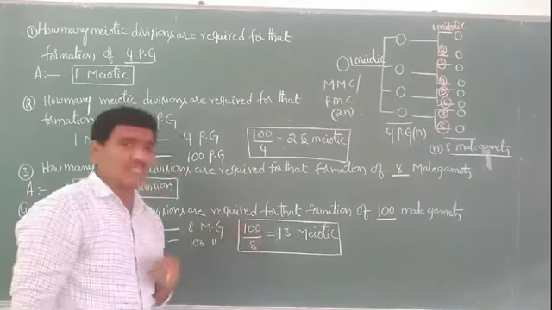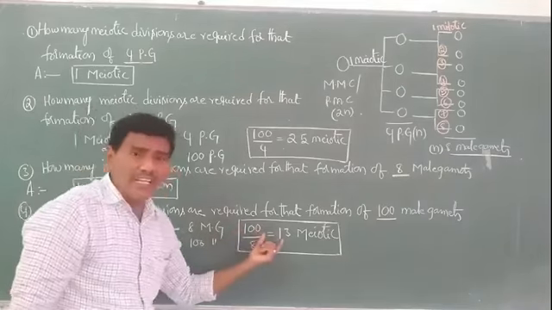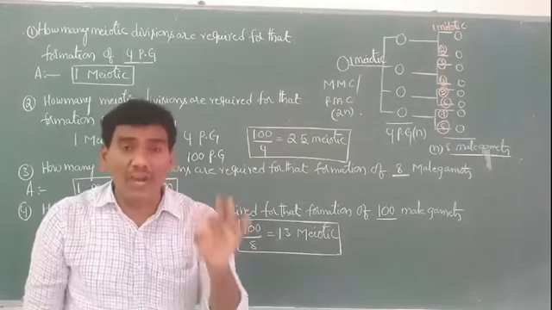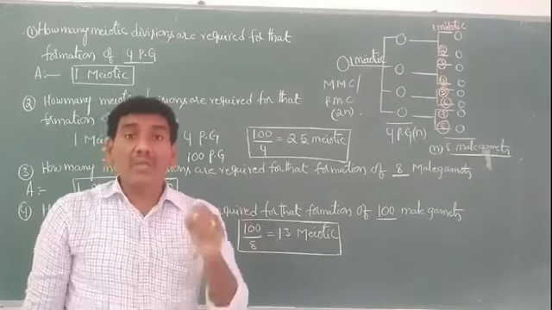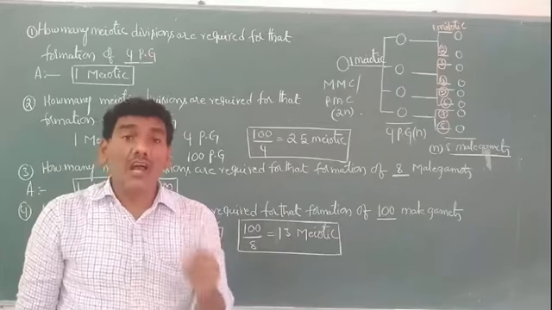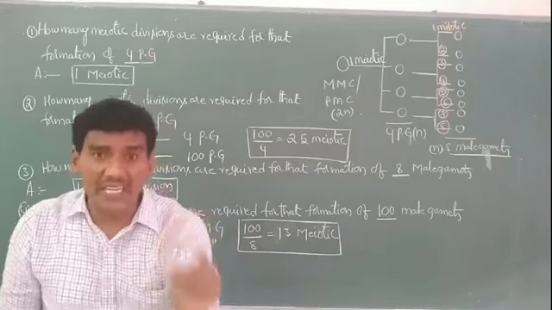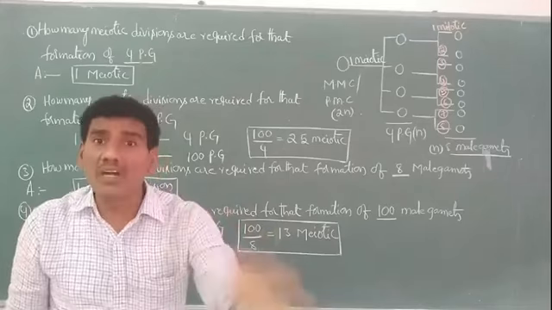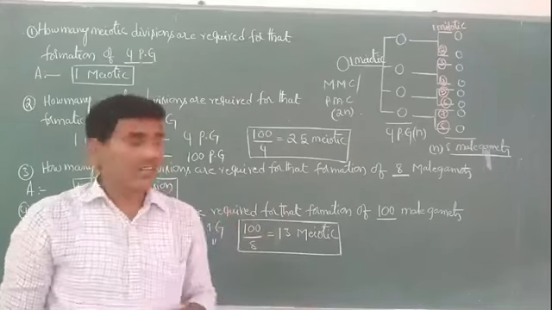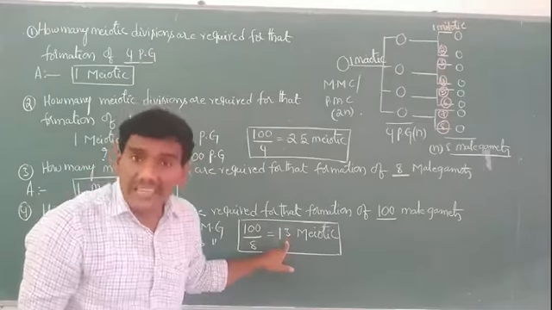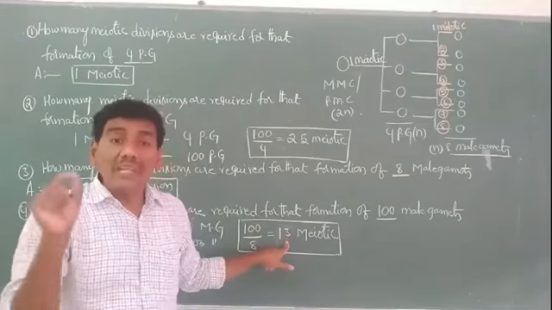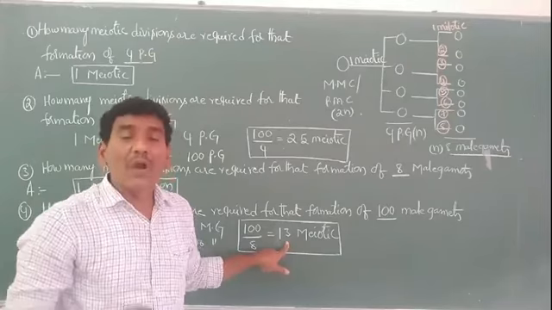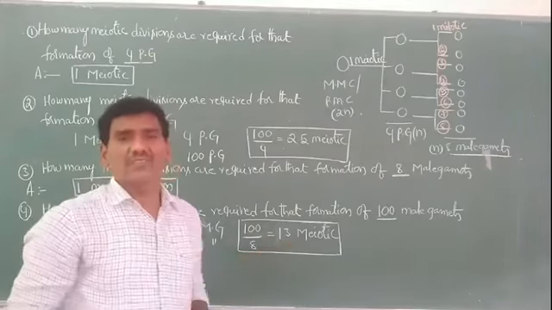100 by 8 is approximately 12.5 meiotic divisions, but meiotic divisions are not considered as a fraction. We must take the next higher number, not the lower number. The higher number is 13. That's why 13 meiotic divisions are required for the formation of 100 male gametes.